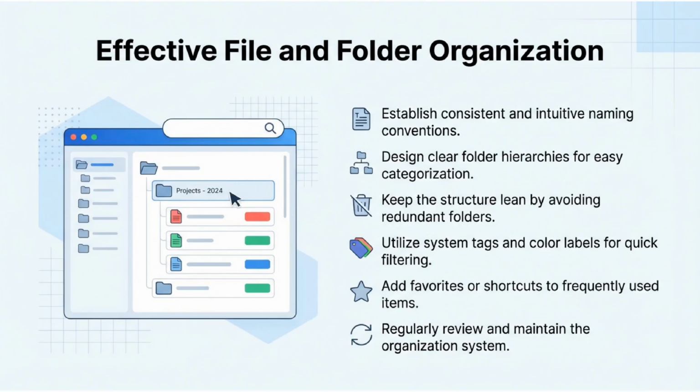Effective file and folder organization relies on consistent naming conventions, clear folder hierarchies, and avoiding redundant folders. Use tags or color labels for fast filtering. Add favorites or shortcuts to frequently used locations, and regularly review your structure so it stays lean and intuitive, which saves time whenever you search for important documents.